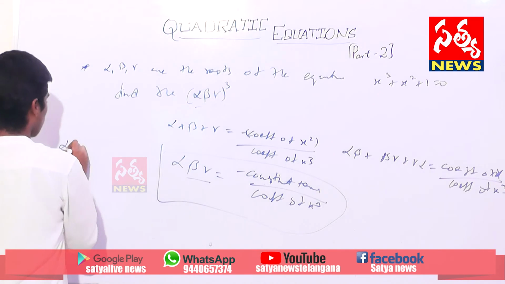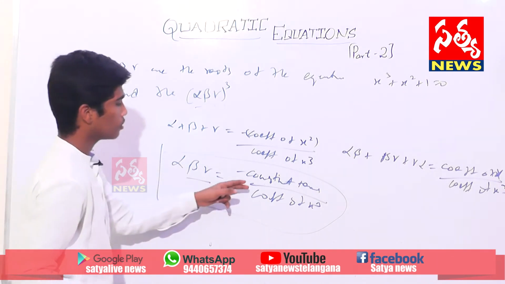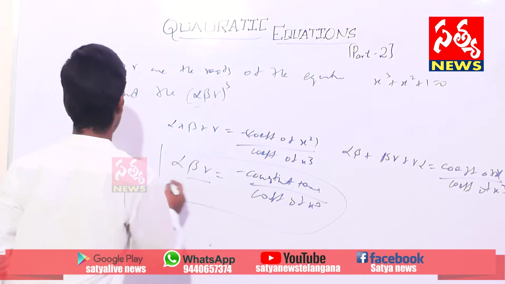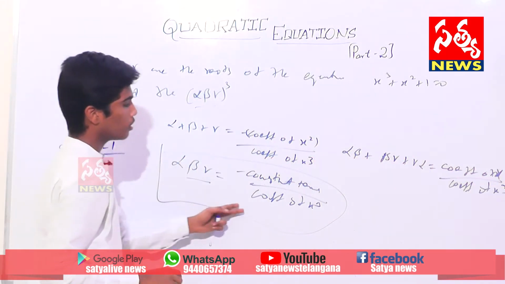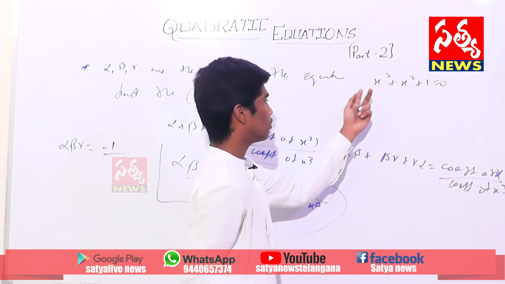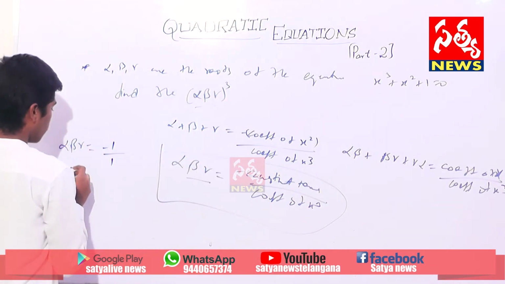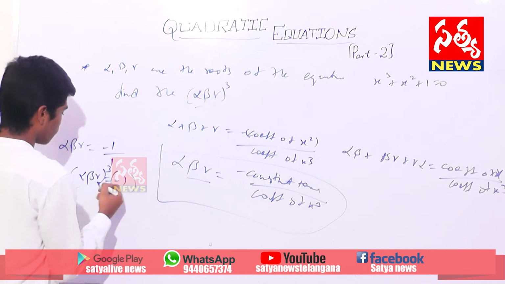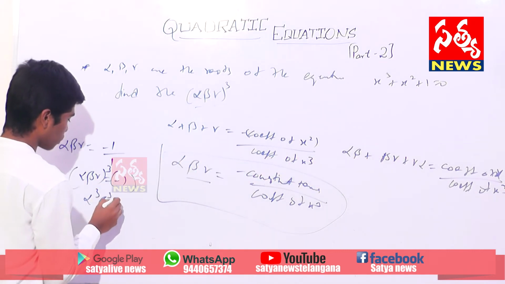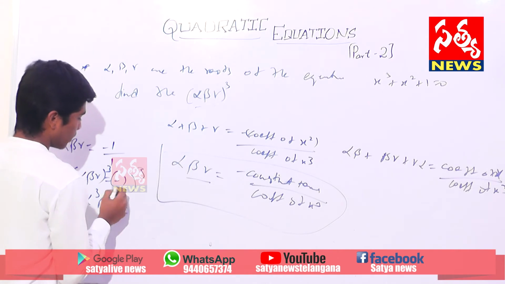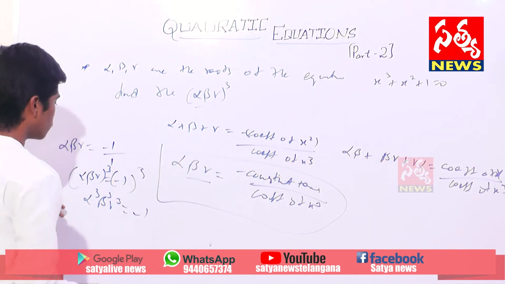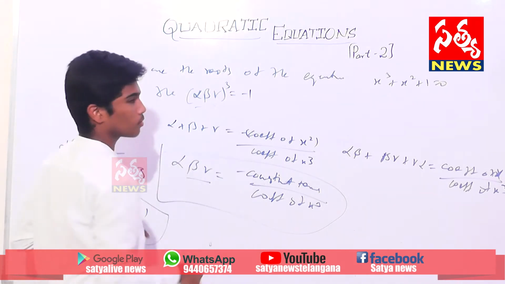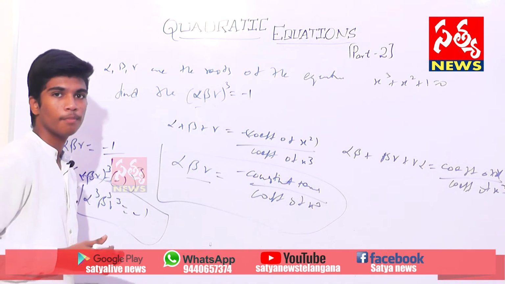So alpha beta gamma = minus constant term. Constant term is 1 here, so minus 1 by coefficient of x^3. Coefficient of x^3 is 1. Alpha beta gamma = -1. Cubing it, we get alpha^3 beta^3 gamma^3 = (-1)^3 = -1. So this is our answer: alpha^3 beta^3 gamma^3 = -1. Okay, easy problem.